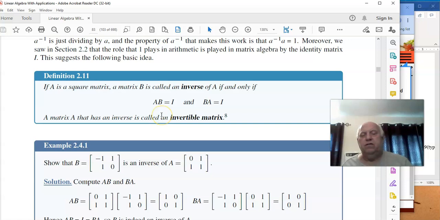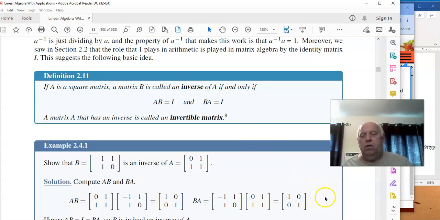So B is an inverse matrix of A if A times B is identity. Turns out, if A times B is the identity, then B times A is also going to be, well, no, not necessarily. But for matrices, if this is both true, then B is called the inverse matrix of A.